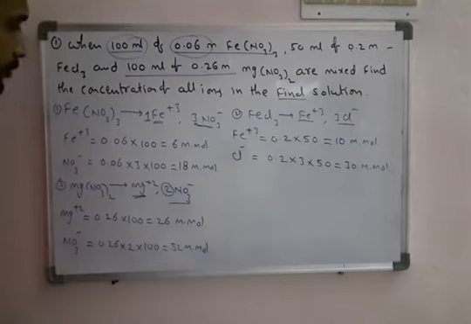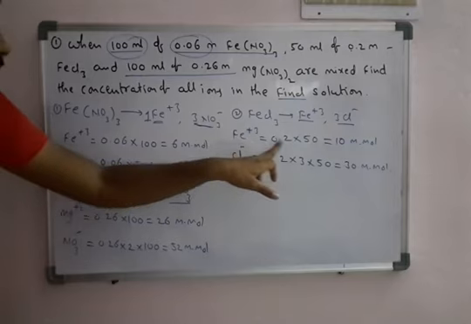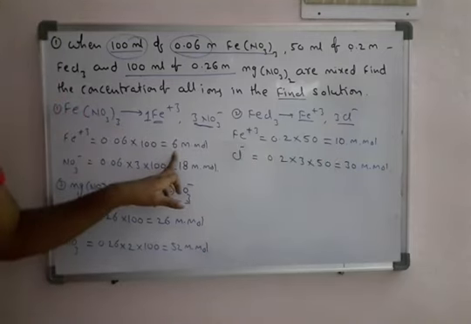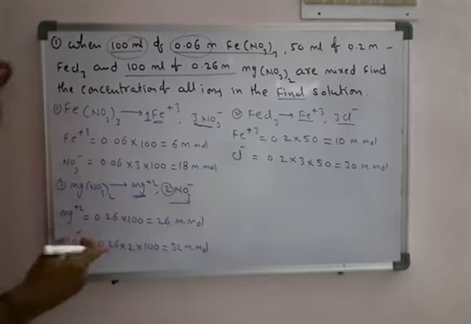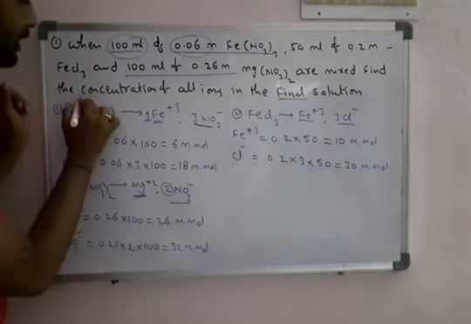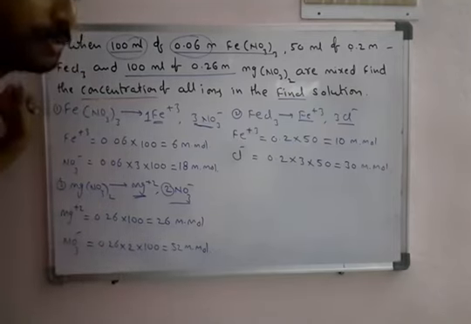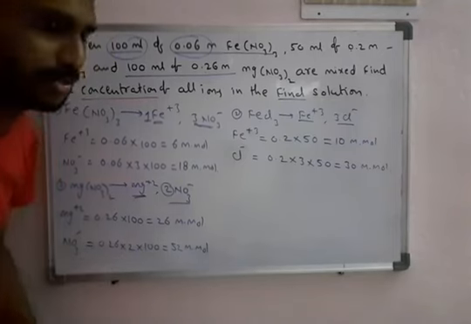So these are the compositions of the 3 solutions in the mixture. The values are different, but in the mixture, Fe+3 is 6 millimoles in the first solution and 10 millimoles in the second solution. So what is the total millimoles of Fe+3? 10 plus 6, 16 millimoles. Now we need to find the concentration. Concentration generally we can use moles per liter.